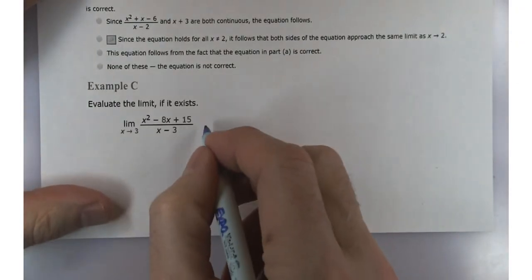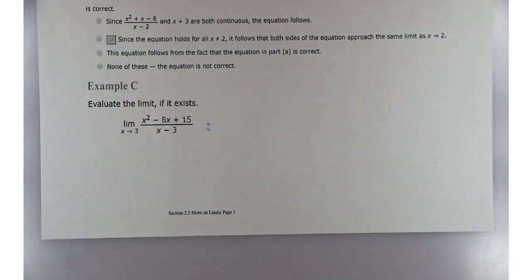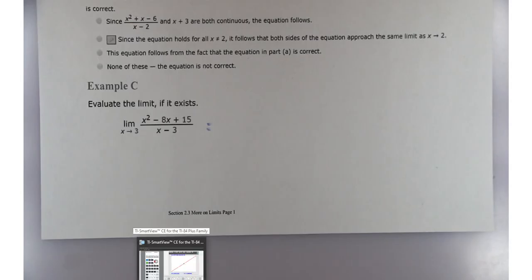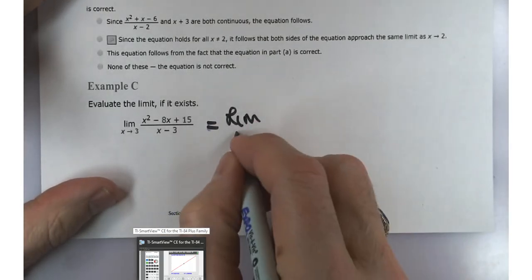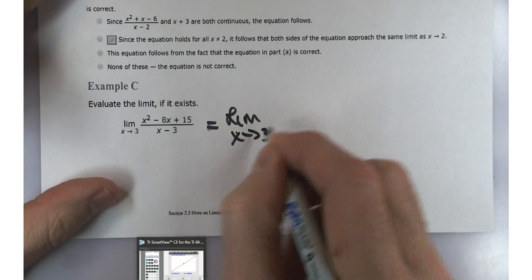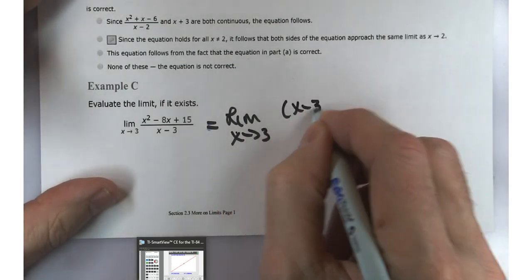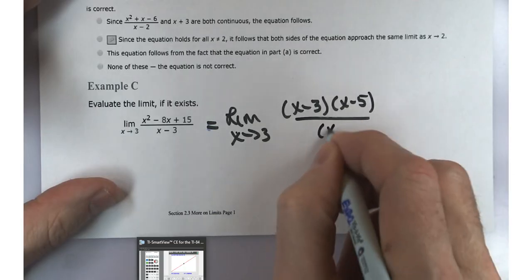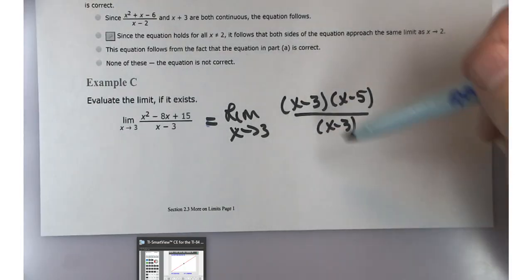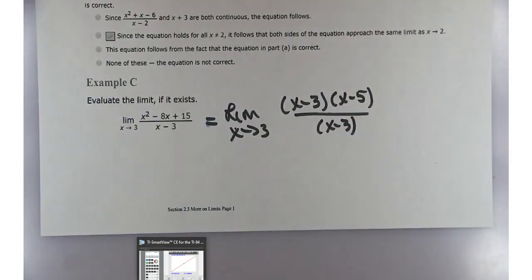This is what I'd be looking for. I'd be looking for you to take and play around with the numerator. What can I do in the numerator that might be helpful? Factor it. So that's going to equal the limit as x approaches 3 of (x minus 3) times (x minus 5) over (x minus 3). Notice you got this factor that's common to both the numerator and denominator, that x minus 3.